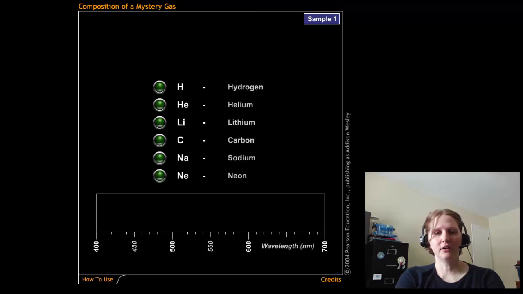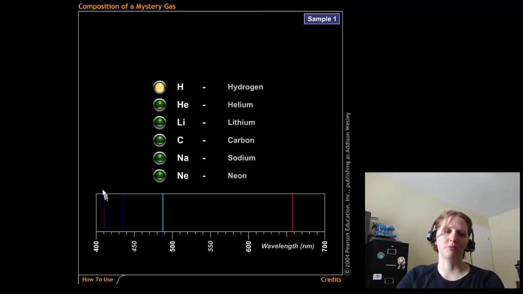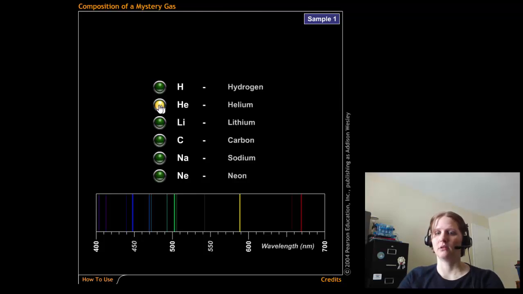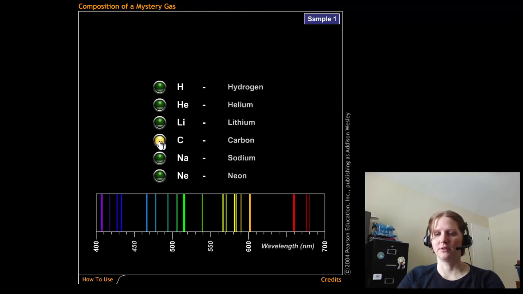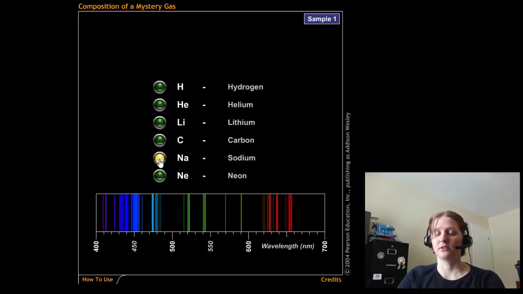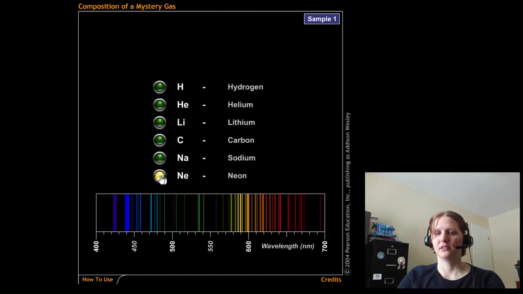To give you an example of the unique spectra, this is the hydrogen spectrum. It's the only one I have memorized. It has a red line, a bright teal line, a blue line, and it actually has two purples. It doesn't show the second one here. But if you were to look at the spectrum of helium, it would be unique and different. If you were to look at the spectrum of lithium, unique and different. Carbon, sodium, neon.